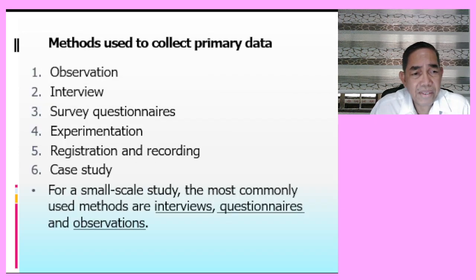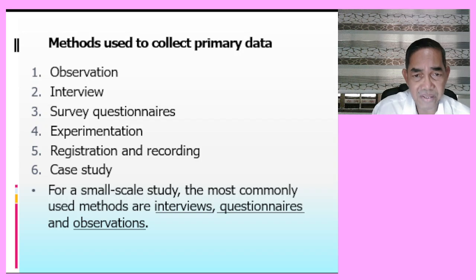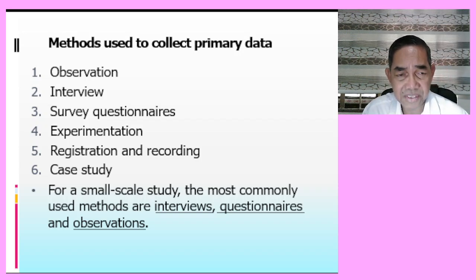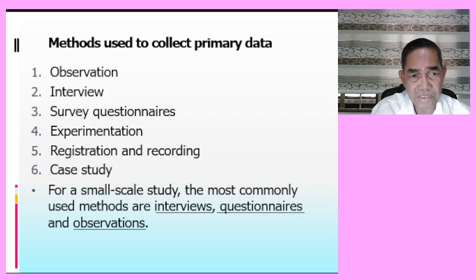Now, what are the methods that we use in collecting primary data? Because we must understand that there is such a thing as primary and secondary data. Primary data are those data that we collect ourselves, the investigator himself collects. And secondary data are data that have been collected in the past, and then you just collect the data, the medical records, for example, but we'll give emphasis to collecting primary data.